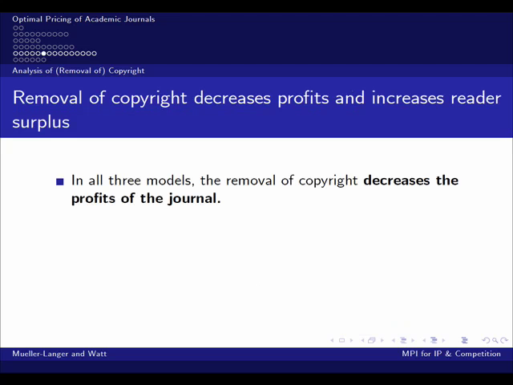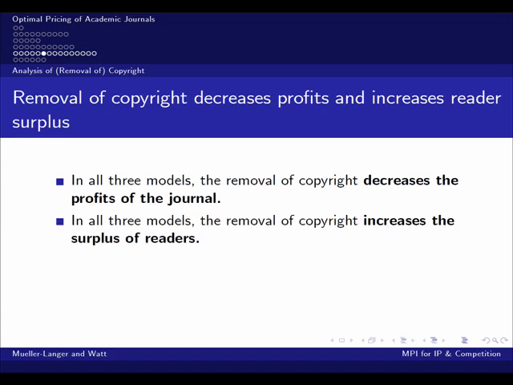Now, in all three models, the removal of copyright decreases profits of the journal. Pretty straightforward. It increases the surplus of the readers, also straightforward, but the effect on authors is ambiguous. And the overall effect of a removal of copyright depends on whether this effect is positive, or if it's negative, whether it more than outweighs the sum of the other positive effects.